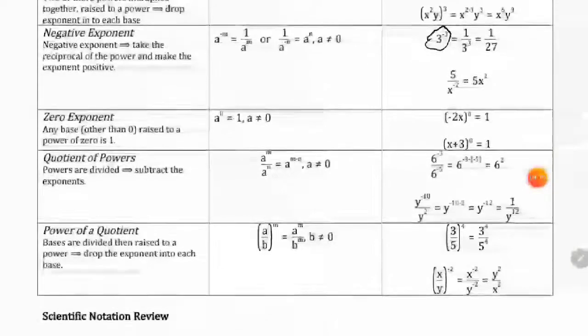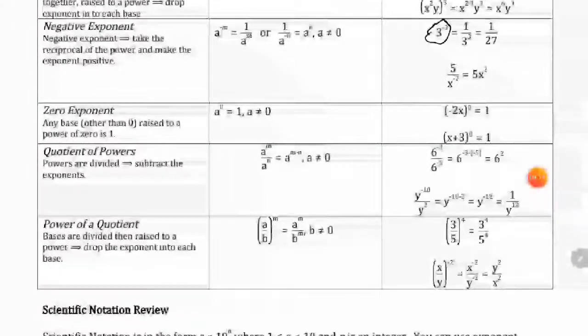Next up, quotient of powers. So if we're dividing exponents of the same base, we just subtract the numerator from the denominator. So, for example, we have 6 to the negative third over 6 to the negative fifth. So now we have 6 to the negative third minus negative fifth. So 2 minuses make it plus. So negative 3 plus 5 is 2.